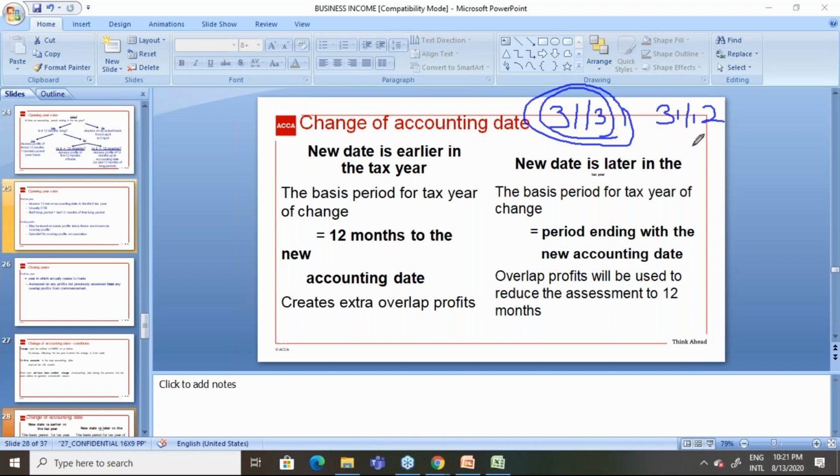So 31st December was actually an earlier date, and the new accounting date is a later date in the tax year. So the new date that you have picked is a later date in the tax year. Then there you will be able to use some of the overlap profits to bring down your taxable period to 12 months. So let's now look at the answer.